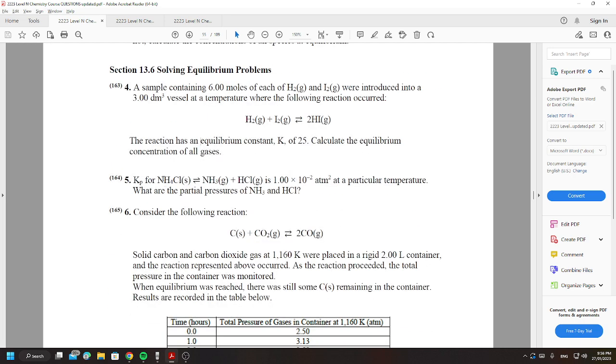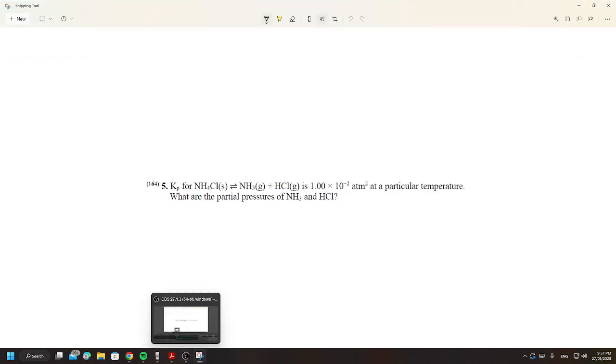Kp for NH4Cl(s), so we don't consider it in the equilibrium constant formula, plus NH3 gas plus HCl gas. So here they give us the Kp. We're just going to find the partial pressures. This is again the same idea, but I'm going to solve it because here it's partial pressures and not concentration. And I just don't want you guys to get mixed up. So let's see here. How long is this going for? 28 minutes. Okay, we're making good progress.